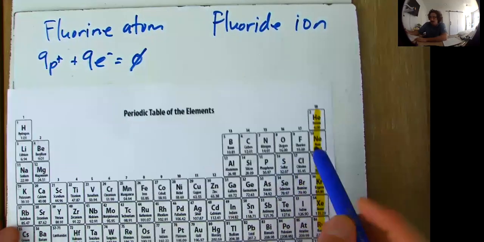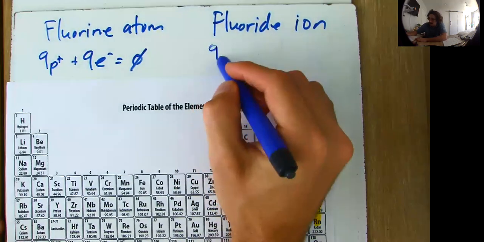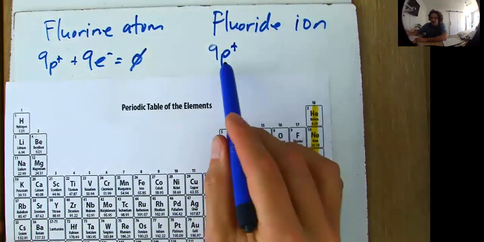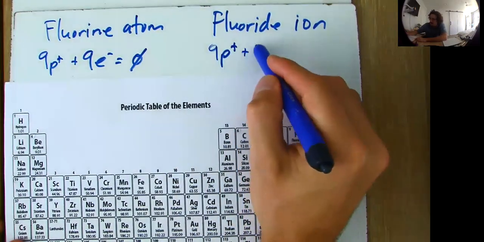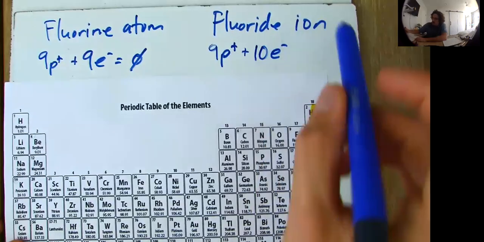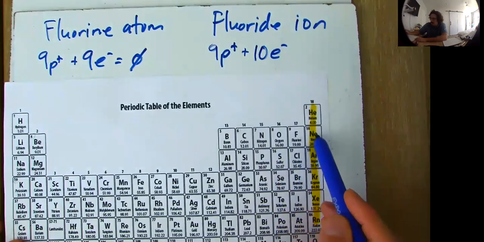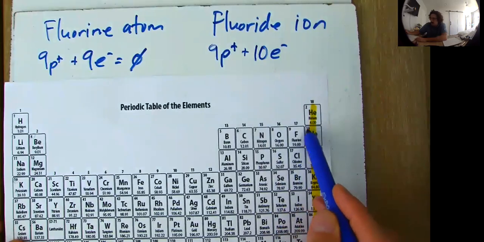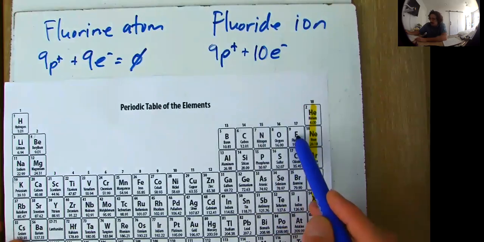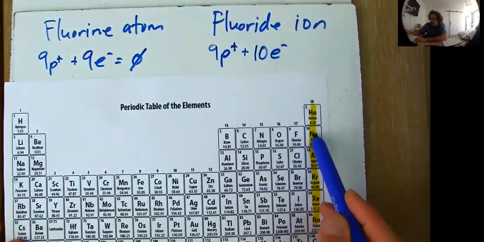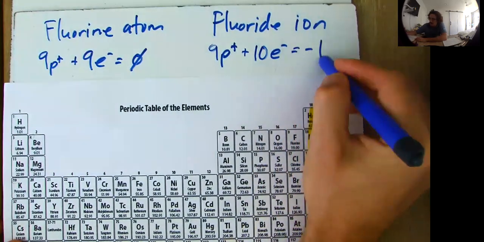The fluoride ion still has 9 protons. That doesn't change because it's still fluoride. So that gives it the identity of fluoride. But fluoride ion is going to have 10 electrons. What happened to fluoride ion is that it gained one more electron to be just like the noble gas that it's closest to, neon. So fluoride ion gained one more electron. It went from 9 to 10 electrons, and now it has an overall charge of -1.